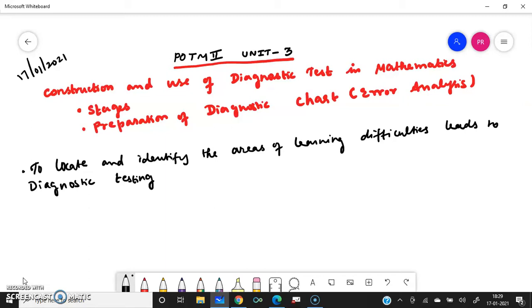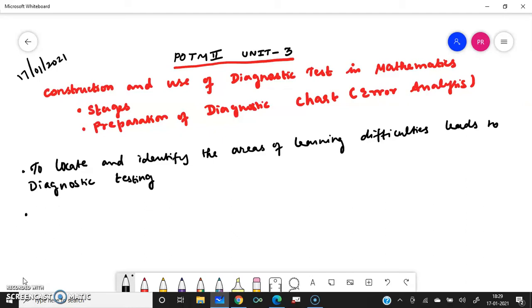This is actually taken from the medical term. Suppose you go to the doctor. The doctor immediately asks several questions, and after getting the answers, he locates where exactly the problem lies, what problem that particular patient is having. In the same way, the diagnostic test plays a similar role. The teacher identifies and locates the area where the students are making errors. So this is what we mean by the diagnostic test.